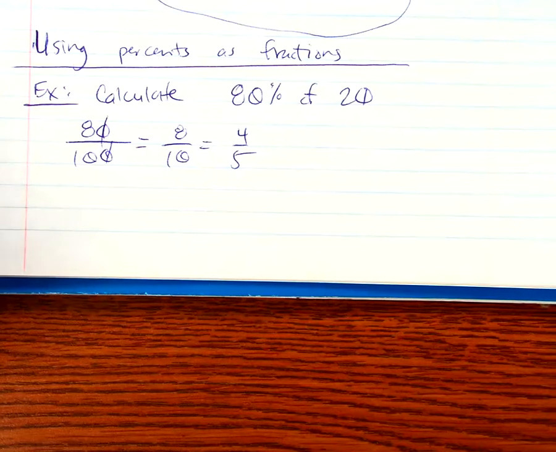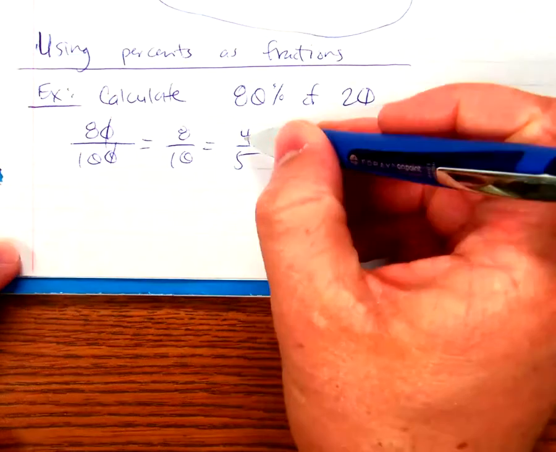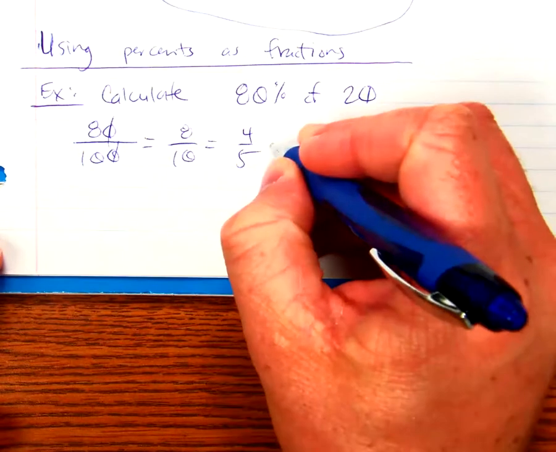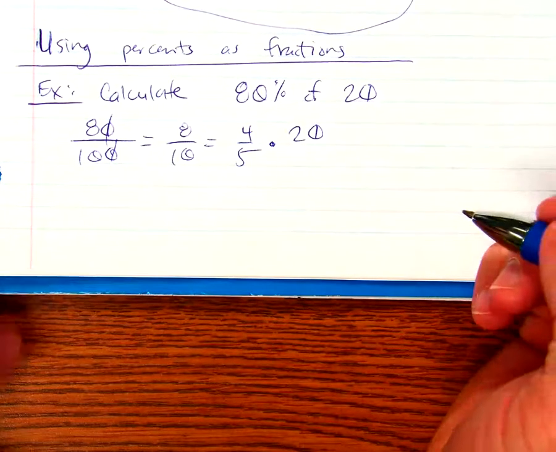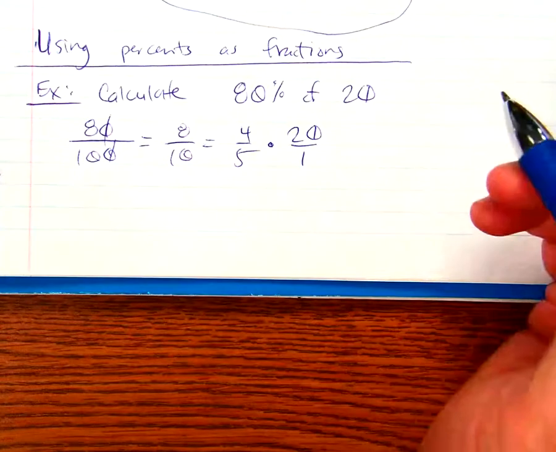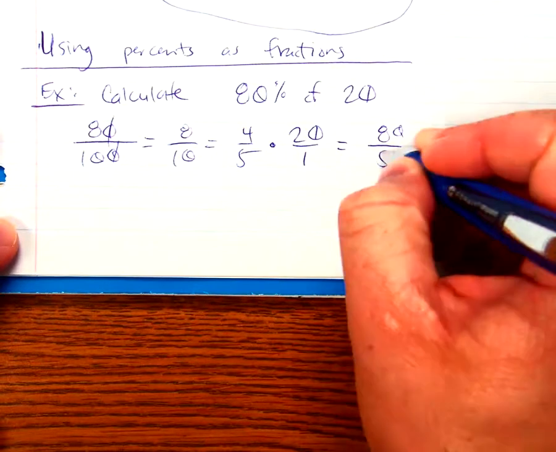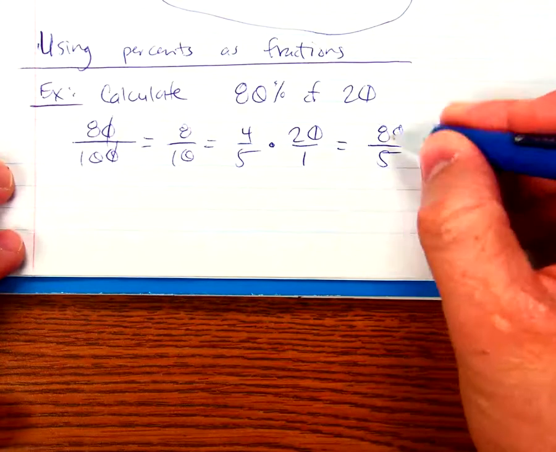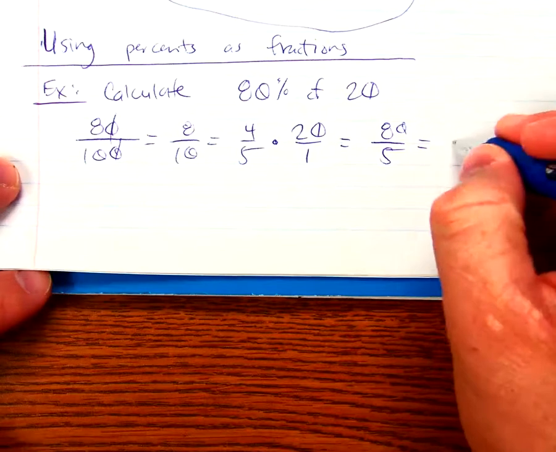Since we've already had an entire unit on working with fractions, this hopefully is a little more familiar to people than using decimals at this point. If 80% is the same thing as 4 out of 5, I can multiply that fraction with the whole number that I was given. A whole number would be over 1, correct? So if I do this, I do 4 times 20 is 80, 5 times 1 is 5, and 5 goes into 80. Let's see, 5 goes into 8 one time with 3 left over, so 16.